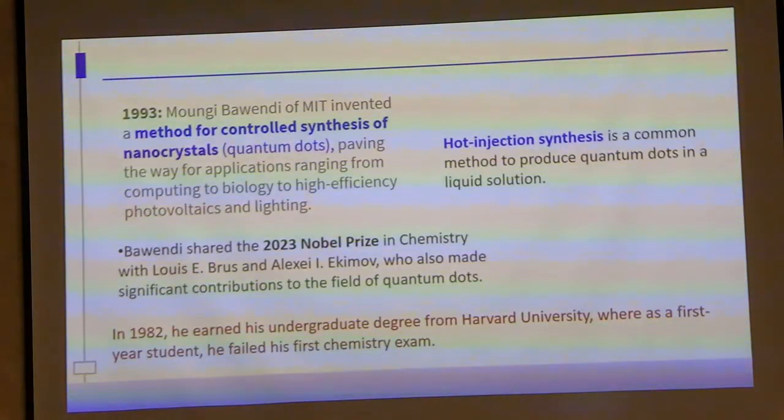In 1993, the MIT scientists designed a method to control the synthesis of nanocrystals or quantum dots, and they won the Nobel Prize in 2023 actually. A very interesting line, highlighted in red at the bottom: in 1982, he earned his undergraduate degree from Harvard University, where as a first-year student, he failed his first chemistry exam. And in 2023, he won the Nobel Prize in chemistry.